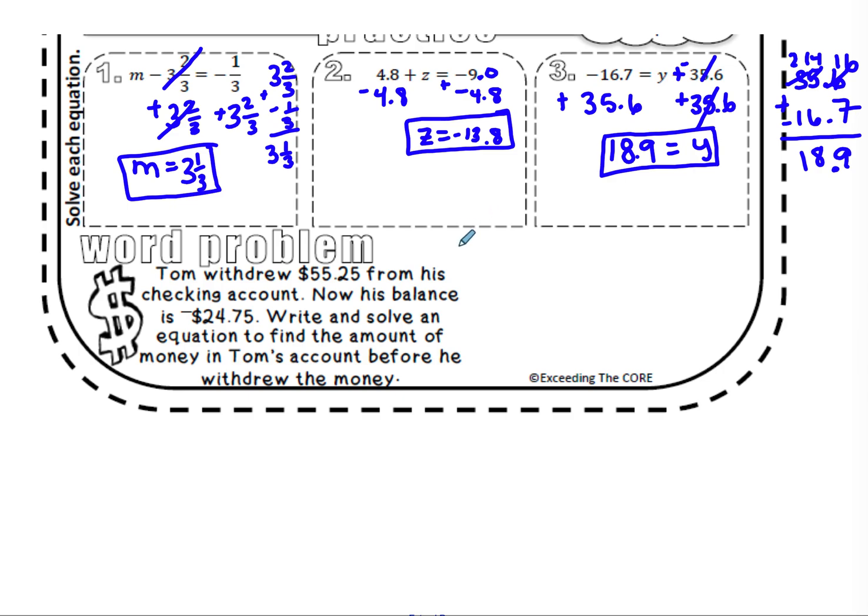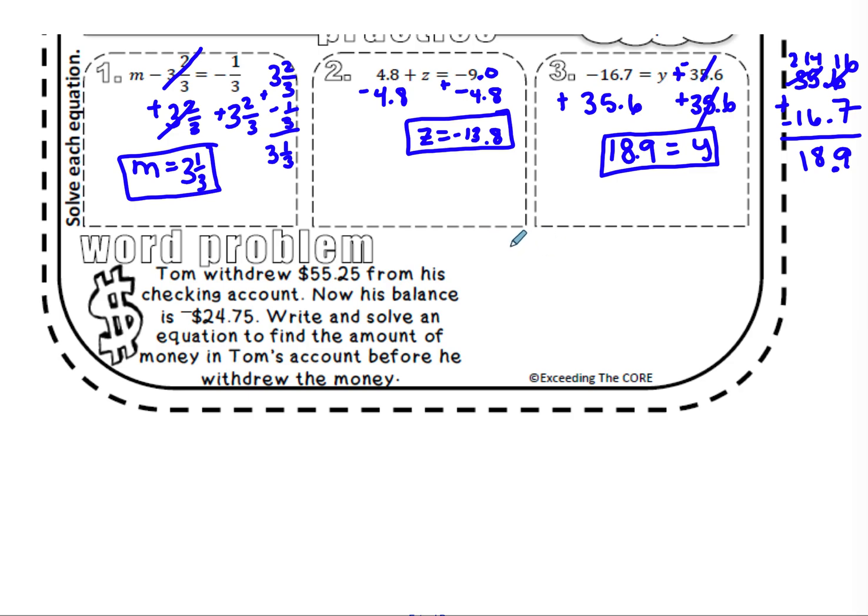All right, let's take a look at a word problem. Tom withdrew $55.25 from his checking account. Now his balance is negative $24.75. Write and solve an equation to find the amount of money in Tom's account before he withdrew the money.